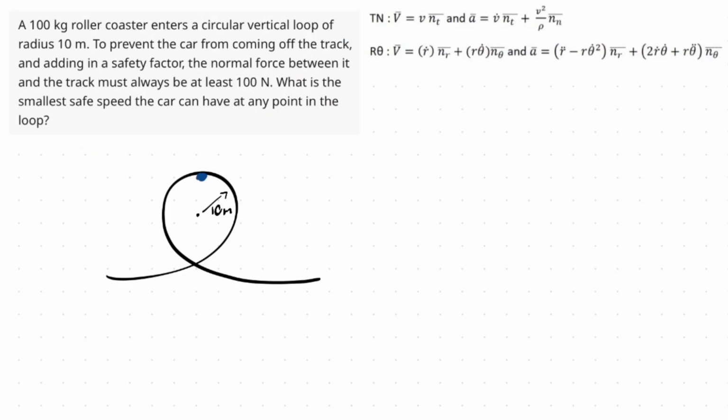All right. And then we're going to need to do a free body diagram of the roller coaster at this top point, right? So we know a couple things about it. We know that it's got gravity acting on it, right? So it's going to be an mg force. Mg. And we also have a normal force, right? Now, it said this normal force was given at a max of 100 newtons, or no, sorry, at least 100 newtons. So we're going to give it just that exact amount so we can find the smallest safe speed.